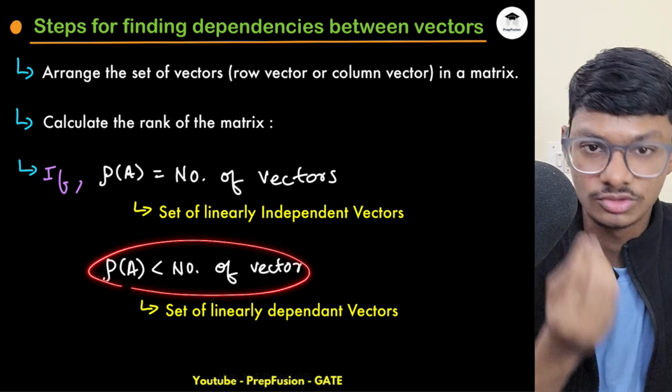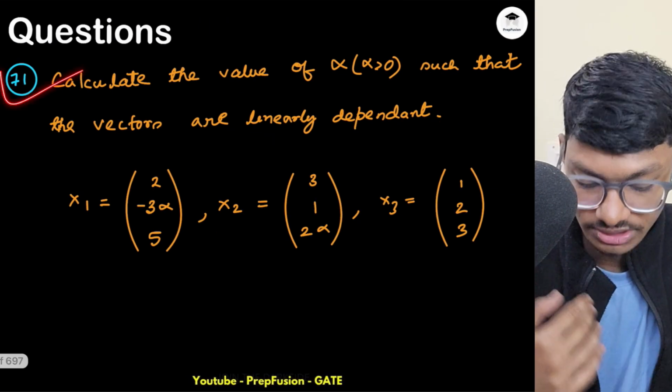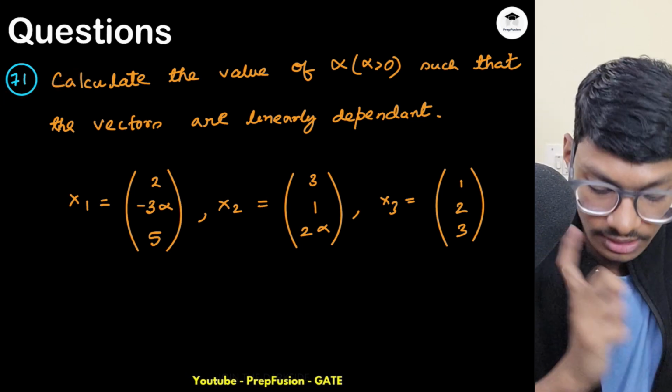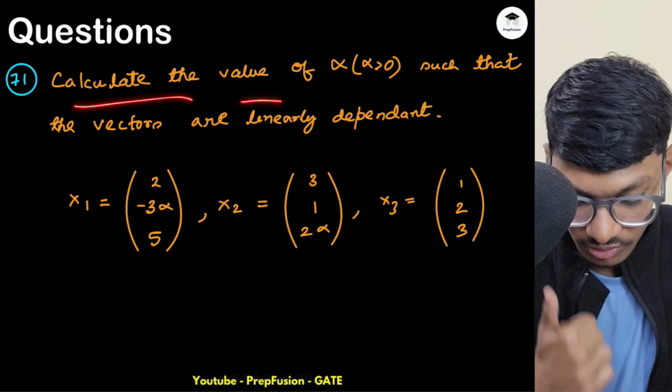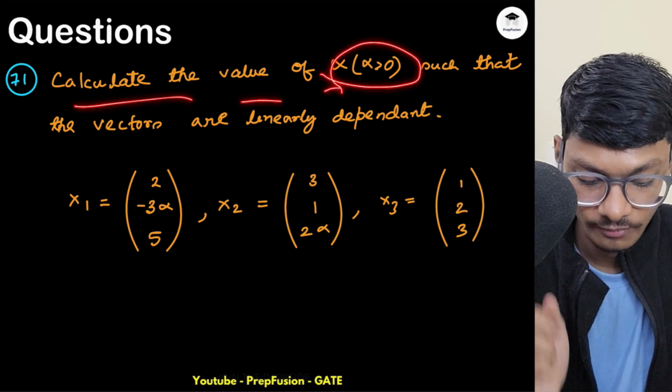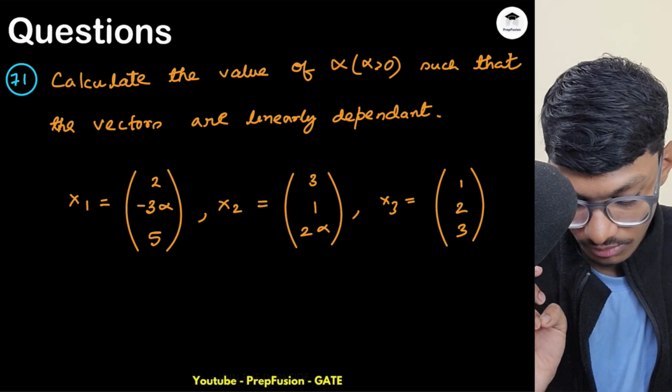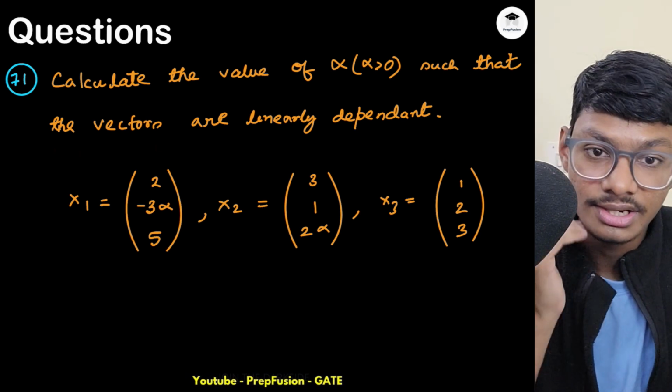So like only these two things we have to do. So let's do one example, and from there we'll understand again, right? So this is a question. You can pause the video and solve for it. Calculate the value of alpha, where alpha is greater than 0, such that the vectors are linearly dependent.